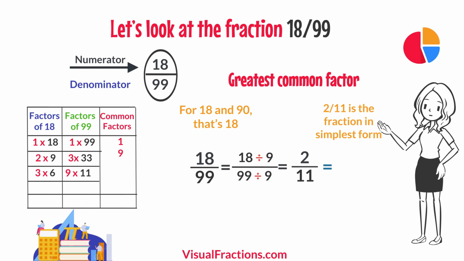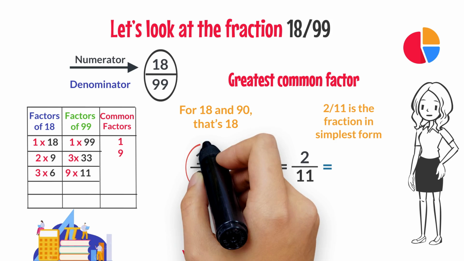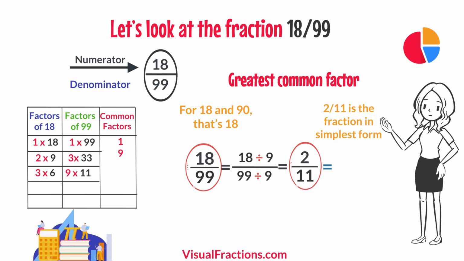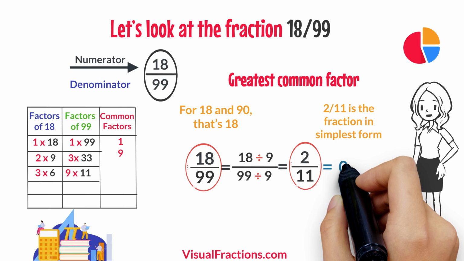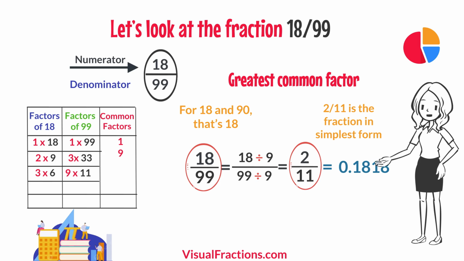It's interesting to note that both the original fraction 18/99 and the simplified fraction 2/11, though different in appearance, represent a specific value when compared as decimals. The exact decimal for 2/11 is approximately 0.1818. This shows that although their appearance may change, their value remains consistent.